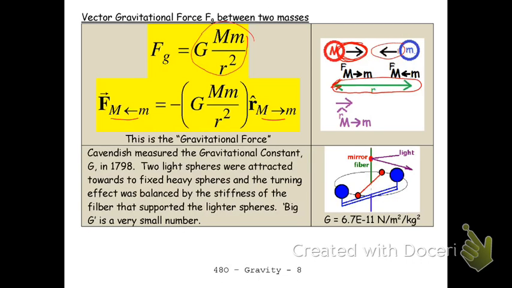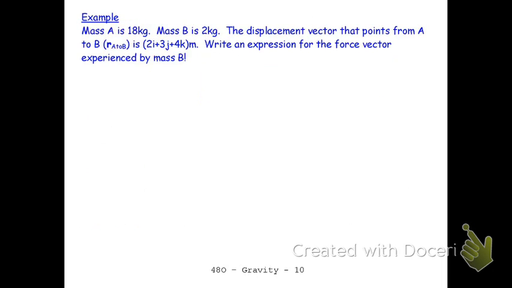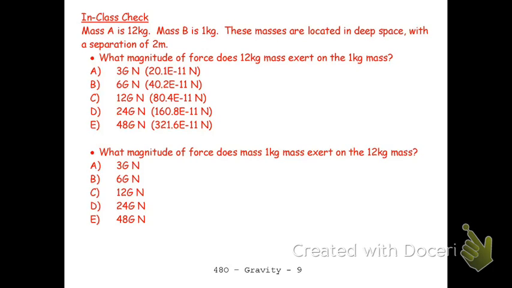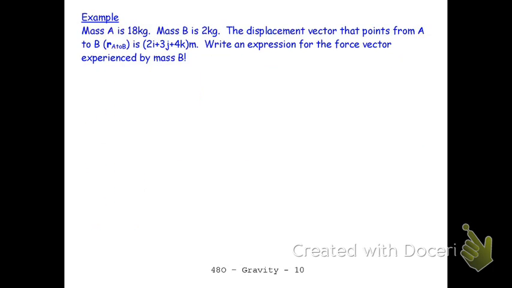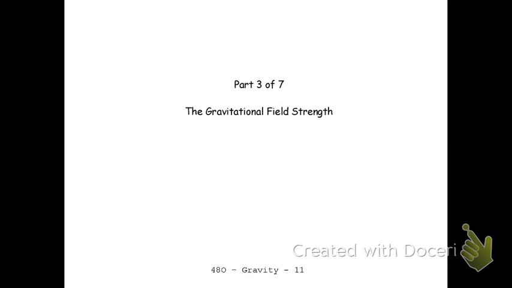The G, of course, isn't Coulomb's constant, and it's not Newton's constant. It's the universal constant of gravitation. And we did this example, didn't we? Okay. So let's now talk about gravitational field strength.